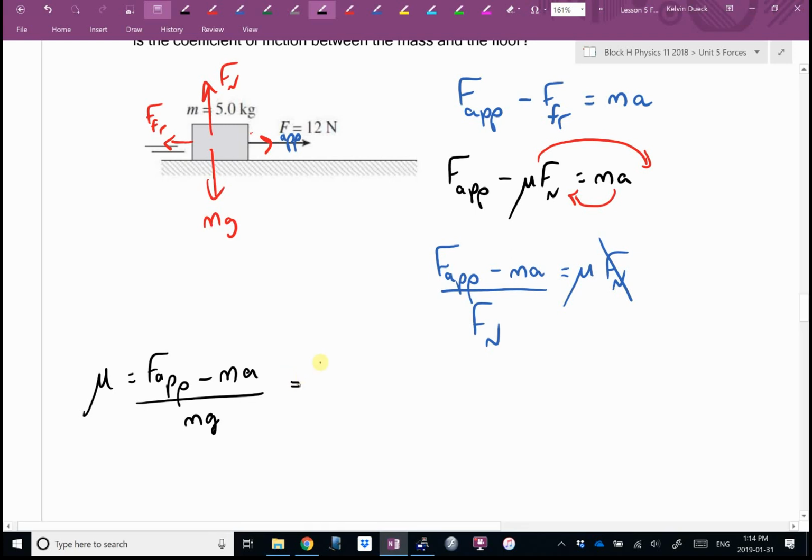What was the applied? 12 minus 5. What was a? 0.8? I've scrolled down. What was the acceleration? 0.8. All divided by 5 times 9.8. Is this a fraction? Is there more than one thing on the top? Brackets around the top. Is there more than one thing on the bottom? Can all of you practice typing this in, please?